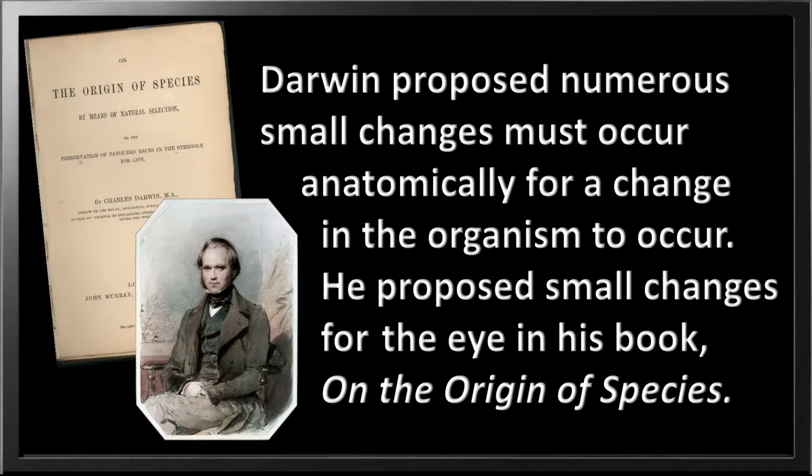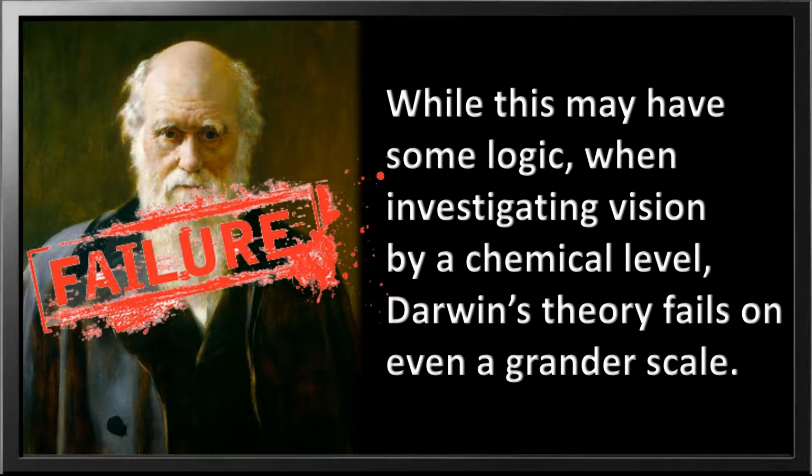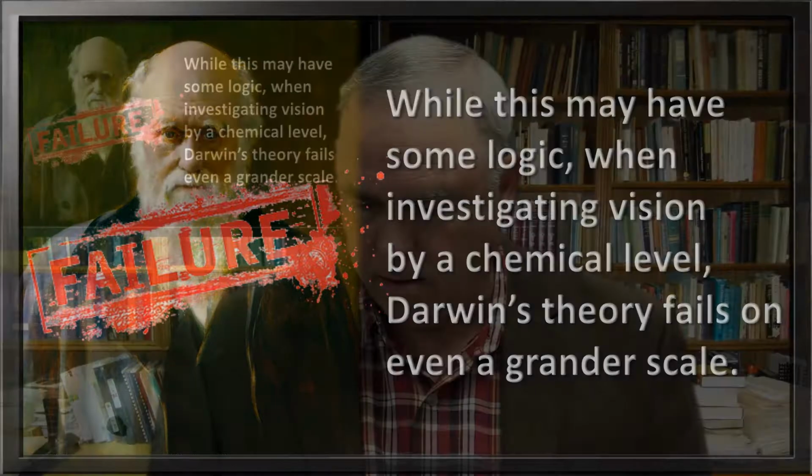So Darwin proposed numerous small changes must occur anatomically for a change in the organism to occur. And that's what we're looking at. Well, this may have some logic. I don't agree with it, but it may have some logic when you investigate things like vision on the chemical level. Darwin's theory fails on even a grander scale, on an even bigger scale than it does morphologically.